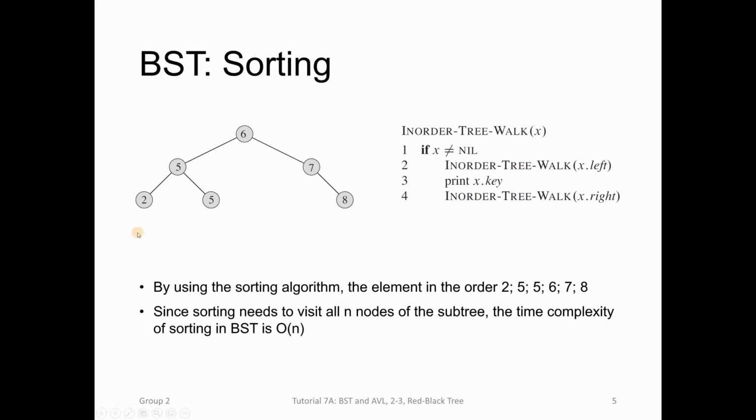Sorting operation. Assuming that we have six elements and we sort them in increasing order, because sorting needs to visit all elements, its complexity in sorting the binary search tree is big O(n), and this is the pseudocode.